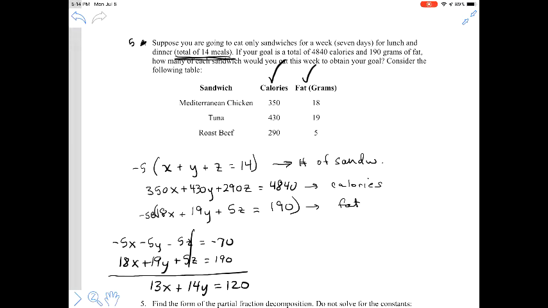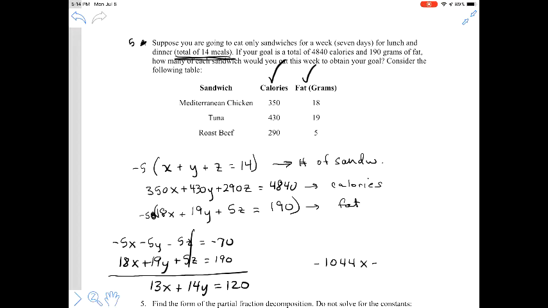Let's see, 290 divided by 5. Yeah, that's 58. So 58 times 18 is 1,044. So negative 1,044x. 58 times 19 is 1,102.